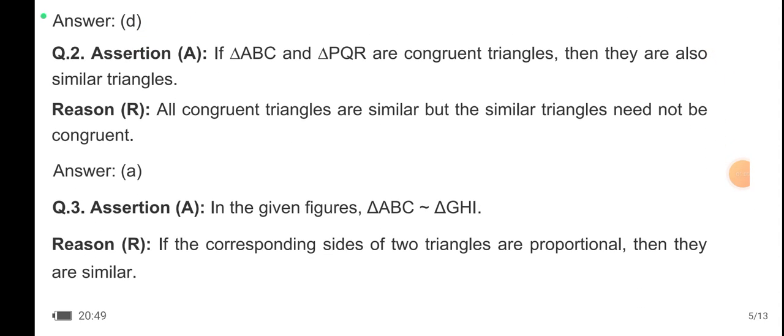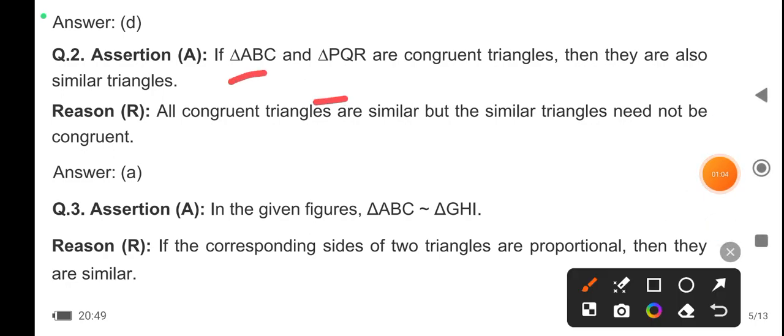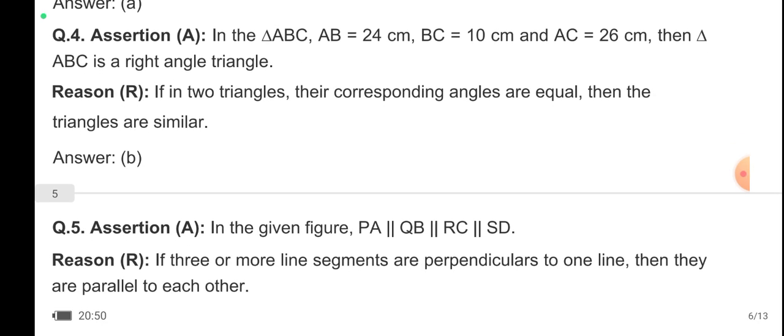Then question number 2. Both the triangles, triangle ABC and triangle PQR, are congruent triangles. Then are they similar triangles, they asked. Yes, if two triangles are congruent, they will be similar. They've even given one reason: all congruent triangles are similar, but all similar triangles need not be congruent. Third question, the diagram is missing, so we will discuss that later.